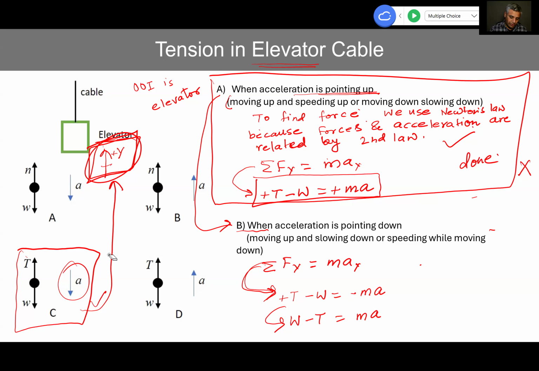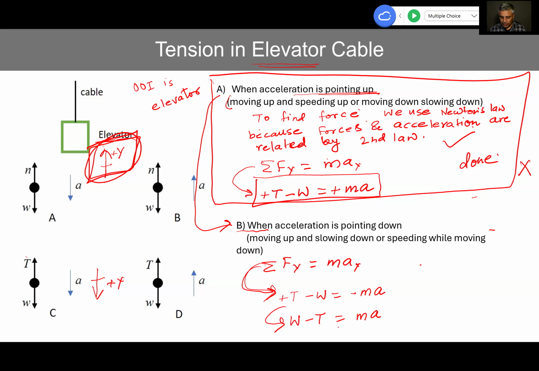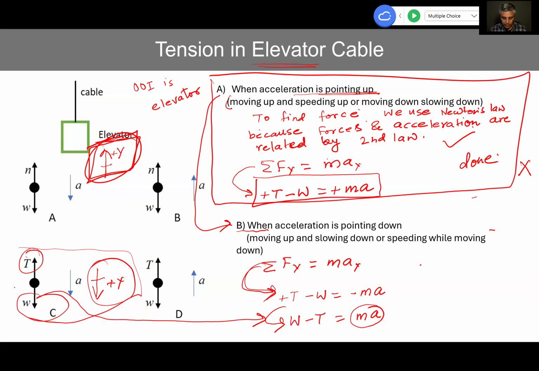Or if we choose down as a positive, then what happens? This equation shows up naturally, okay? W positive, and T now is negative because we are choosing down as a positive. And then acceleration is positive because we are choosing down as a positive. So if our choice of coordinate was this, this would be the second equation after that. But since we chose this, we should be writing first something like this.